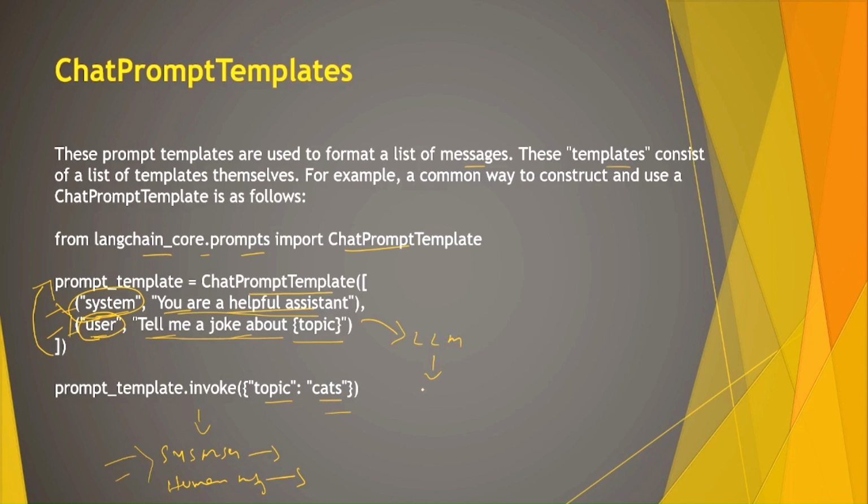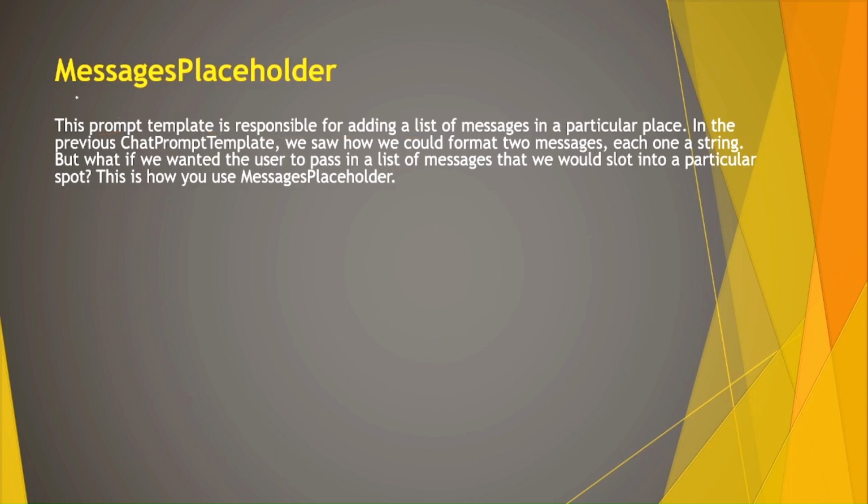So let's move ahead. The next one is MessagesPlaceholder. This prompt template is responsible for adding a list of messages in a particular place. In the previous ChatPromptTemplate, we saw how we could format two messages, system and user, that we saw, right?